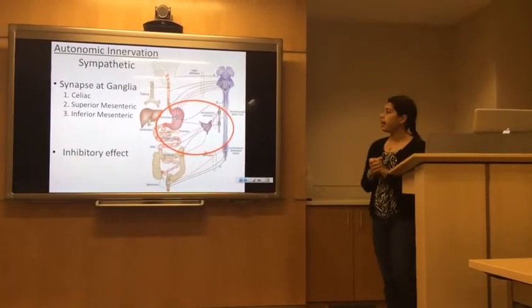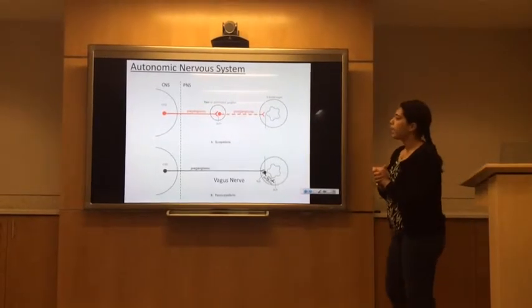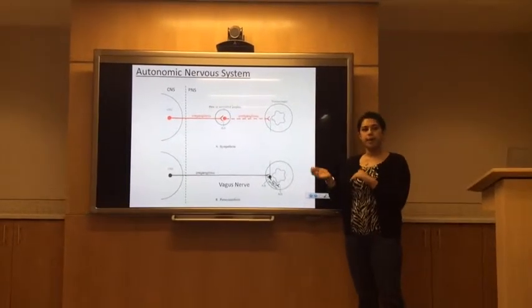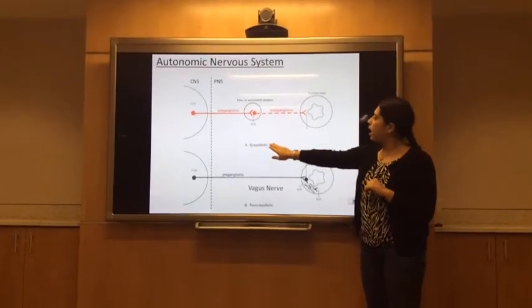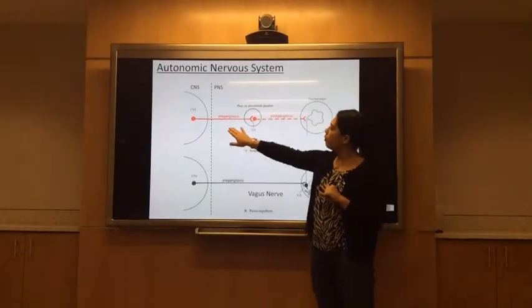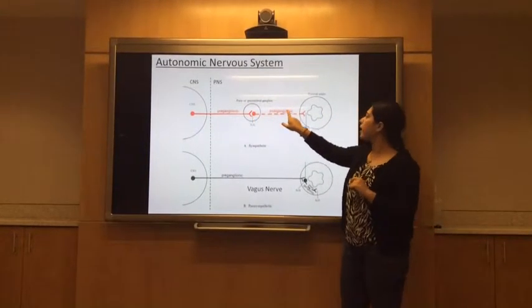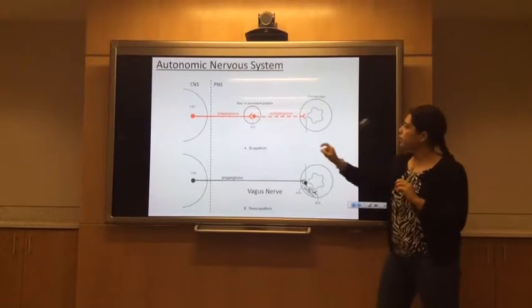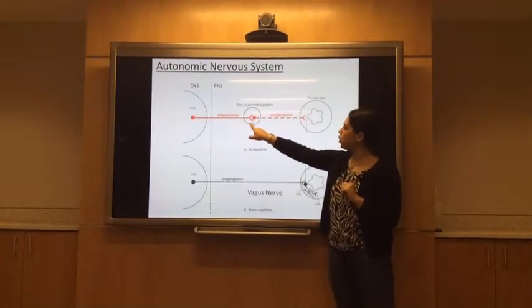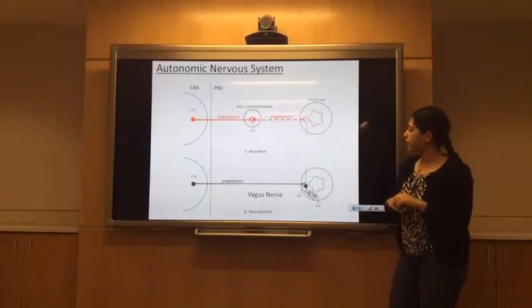Okay, so in this slide, we're going to look at the preganglionic versus postganglionic fibers of the parasympathetic and sympathetic nervous systems. If you start with the sympathetic, as I mentioned before, the preganglionic nerve fibers synapse at specific ganglia before they come over to the GI tract. As you can see, the preganglionic fiber is fairly short, and it synapses before it gets to the GI tract.